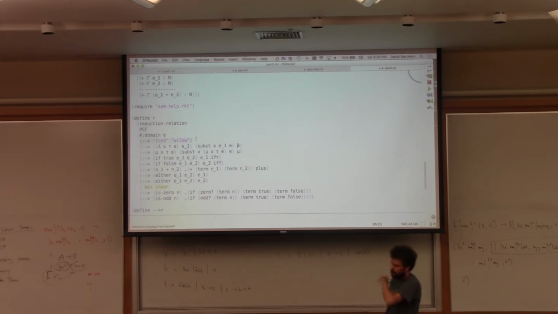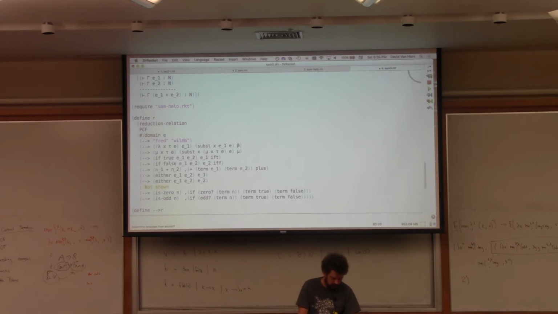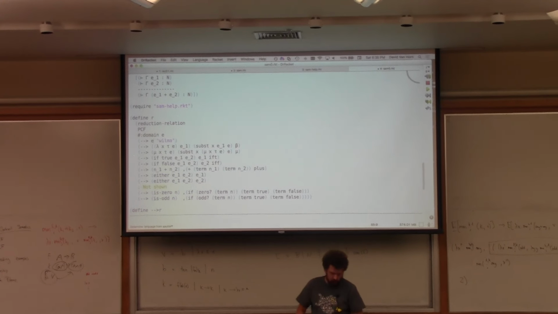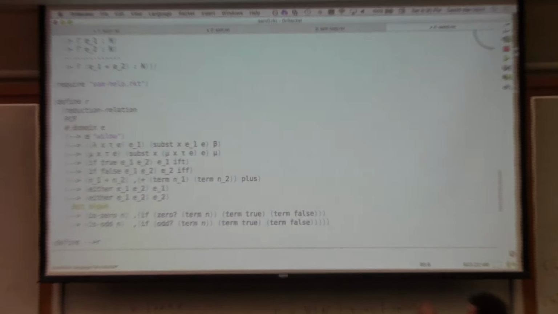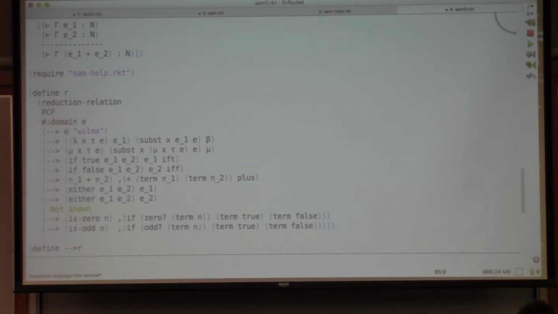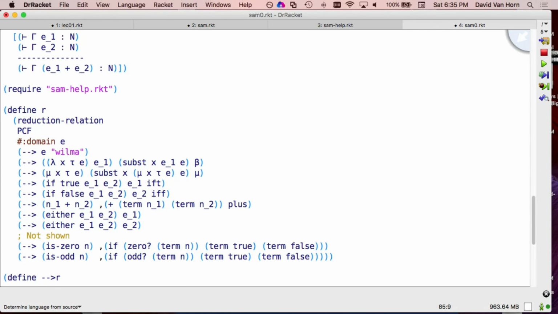And if we were to change it to something like this, where you gave it whatever E and it reduced to Wilma, you would get an error saying that the reduction relation is buggy because it produced something that's not an expression. But if you don't write enough test cases, then you won't find that out. Okay? So there's nothing fancy going on statically. And that's in part by design.